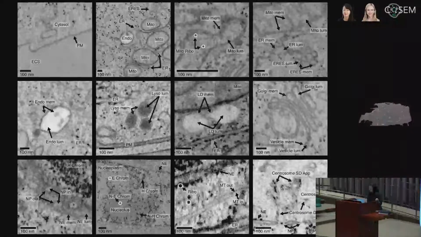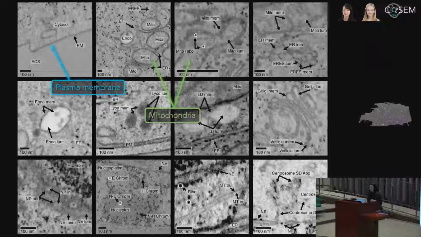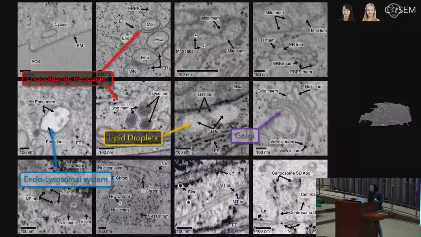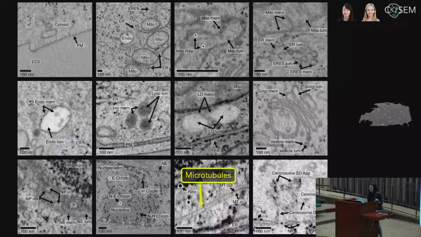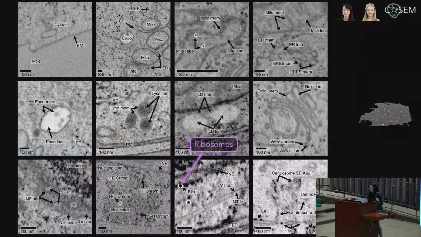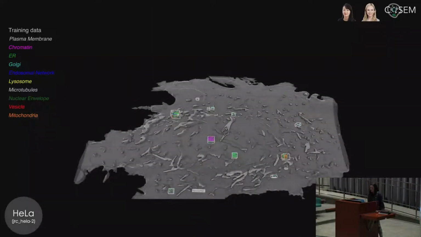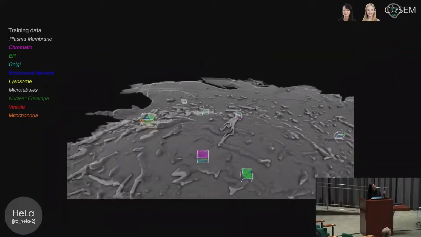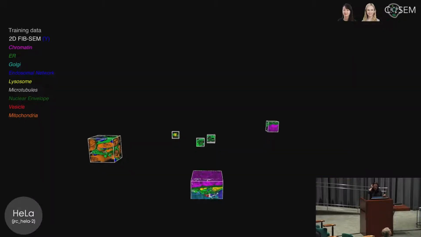So what were those substructures? What did we care about? Well, we tried to care about everything and be as agnostic as possible. So that included your popular things and easier organelles like the mitochondria, the plasma membrane, to trickier organelles like the ER, the Golgi, lipid droplets, the endolysosomal system. We included cytoskeletal elements like microtubules, and nuclear components such as chromatin, the nucleolus, nuclear pores, and we even included ribosomes as a classifier.